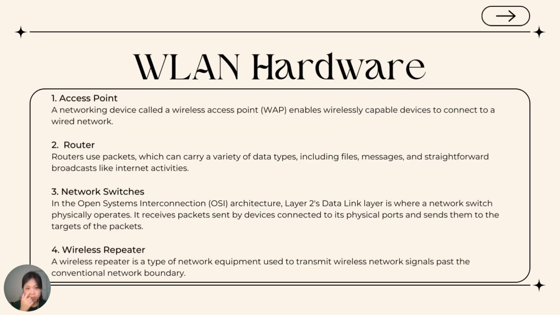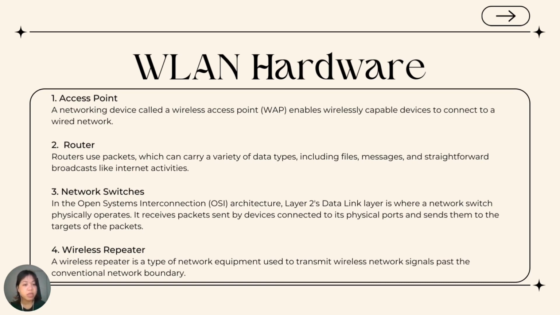So next is WLAN hardware. First is the access point. A networking device called a wireless access point enables wirelessly capable devices to connect to a wired network. And second is the router. Routers use packets which can carry a variety of data types, including files, messages, and straightforward broadcasts like internet activities.